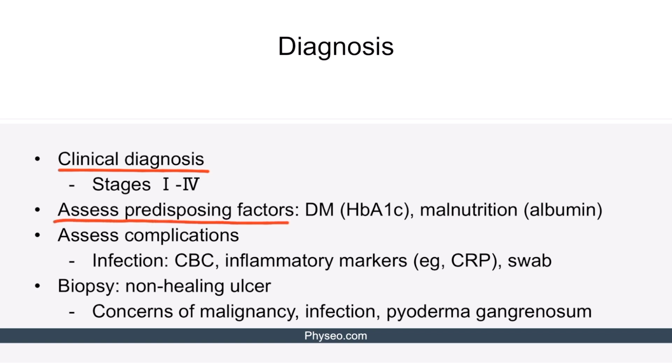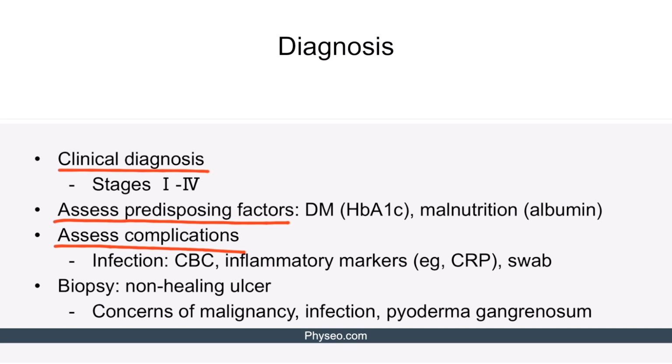Assessing predisposing risk factors is essential for prevention of future ulcers and for guiding management. Testing for glycated hemoglobin, or hemoglobin A1C, to test for uncontrolled diabetes mellitus in non-diagnosed patients, and then testing for malnutrition by measuring albumin levels can also be done. In patients with suspected ulcer infection, a CBC and inflammatory markers, such as C-reactive protein, can be done to detect a possible infection. Now, a swab from the lesion can be done to identify the causative microbe.